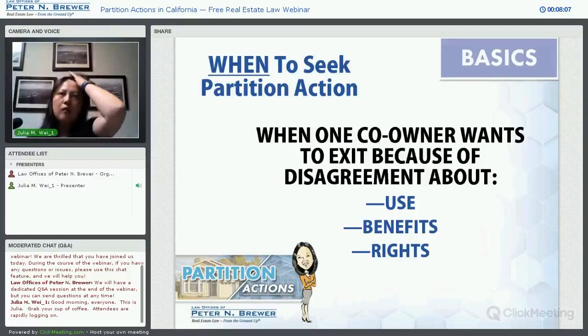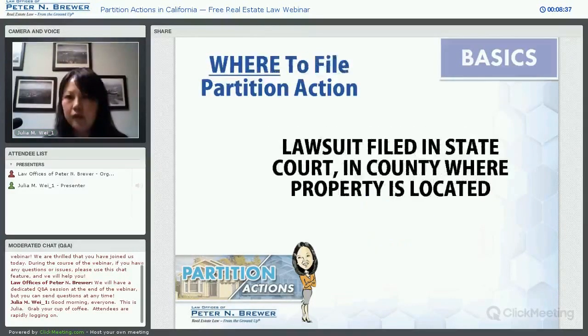So what are the reasons for partition? I've touched upon it a little bit in the sense that you will have a situation where somebody needs to exit this, in effect, partnership. And so typically it's going to be disagreement over the use of the property, maybe the benefits accruing from the property, like the rents, or the rights to do things with the property, such as one party wants to rent it out and another party wants to keep it as a family vacation home.